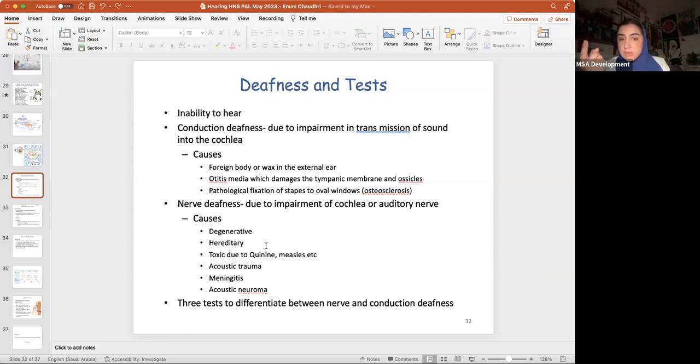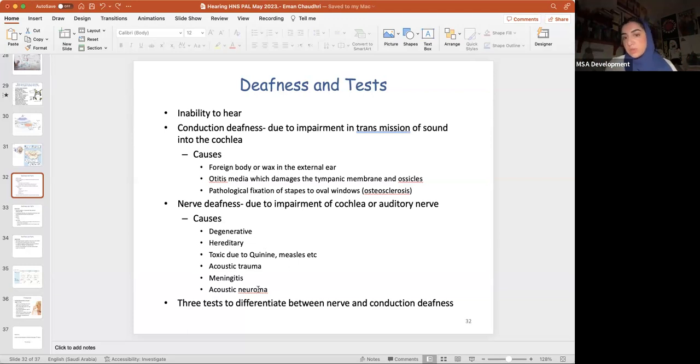So it can be due to toxicity from certain diseases or from certain medications. It can be trauma, acoustic trauma. So you hear a very loud sound, such as people, for example, who are in combat. If there's an explosion or a bomb, acoustic trauma can occur. It can be due to meningitis, because remember, meninges, cranial nerves, it's all covering and it all travels back. So meningitis can cause problems in your auditory nerve.